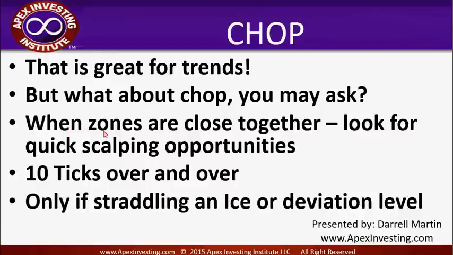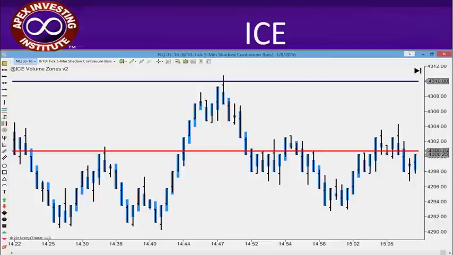When there are two eye zones really close together, meaning a red and a green, what we're doing is looking for scalping opportunities, only if it's straddling an ICE or deviation level. What does that mean? One of our other indicators is called ICE. You can watch some videos I'll direct you to if you want to learn more about what's behind these indicators. But these are spot on for acting like extremely powerful magnet levels.